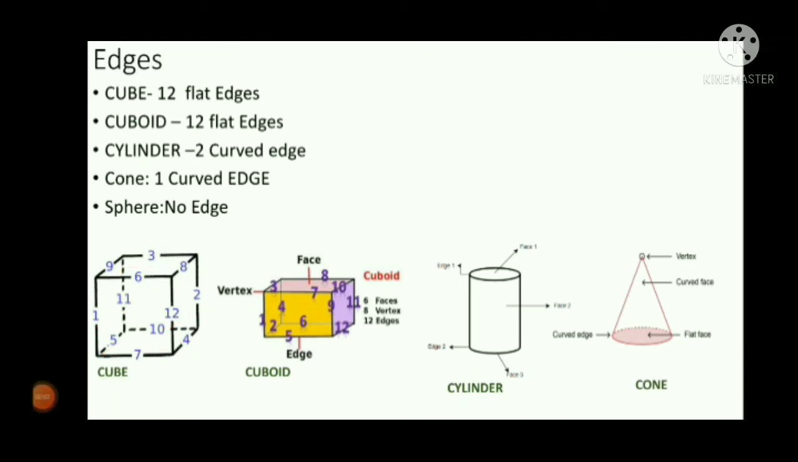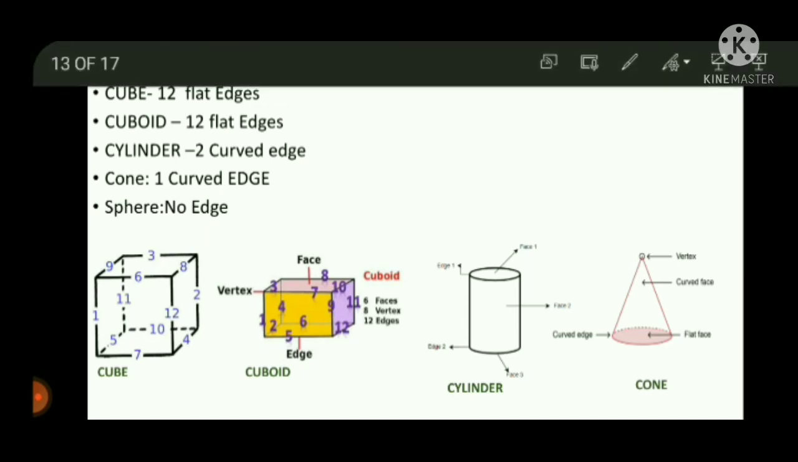Now we will start the edges. Now we'll start studying the edges of a cube, cuboid, cylinder, cone and sphere. So let's start with the cube. A cube has 12 flat edges. Now let's look into this cube and see where these edges are. So look here in the cube picture.